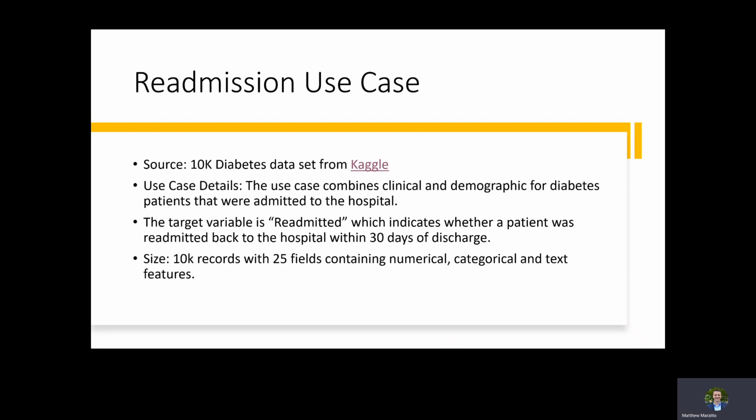So the target variable, the Y variable, is readmitted, right? Which is telling us whether or not a patient was readmitted back to the hospital within 30 days. This is an important metric that a lot of hospitals track. Readmissions are not a good thing. They're not good for the patient. They're not good for the hospital, for health reasons, for care reasons, for cost reasons, that sort of thing. The data set is 10,000 records. It has 25 fields. It contains numerical, categorical, and text features as well.